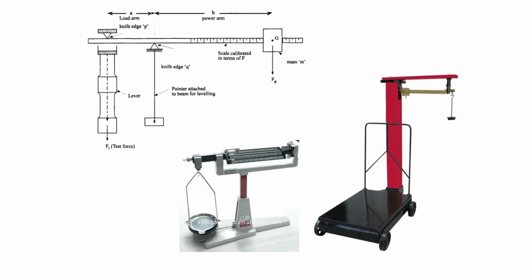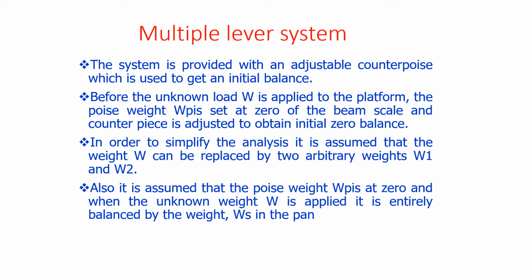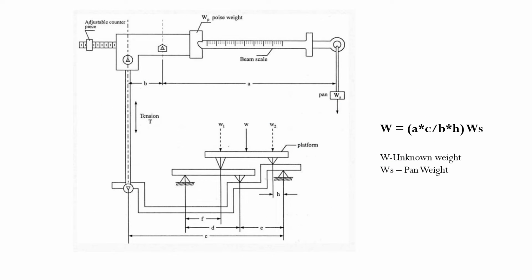Another one is the unequal arm. This is used to measure heavy weight. If you look at this, here we have load arm A and power arm B. This is the way of measuring the force by means of an unequal arm. The multiple lever system is also used in many places. This is a multiple arm.